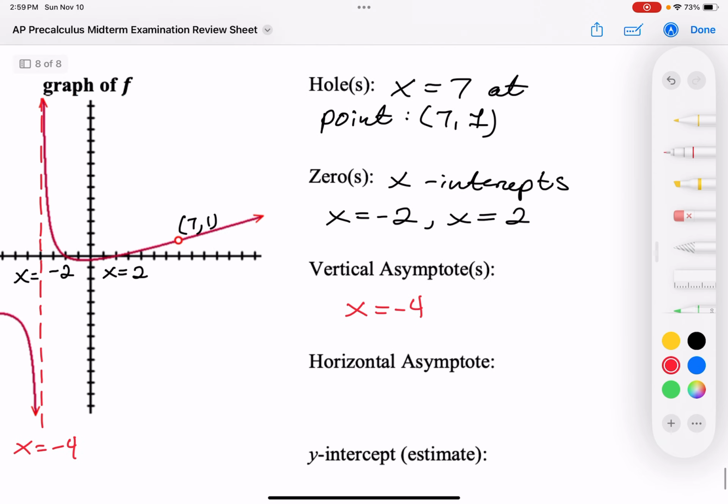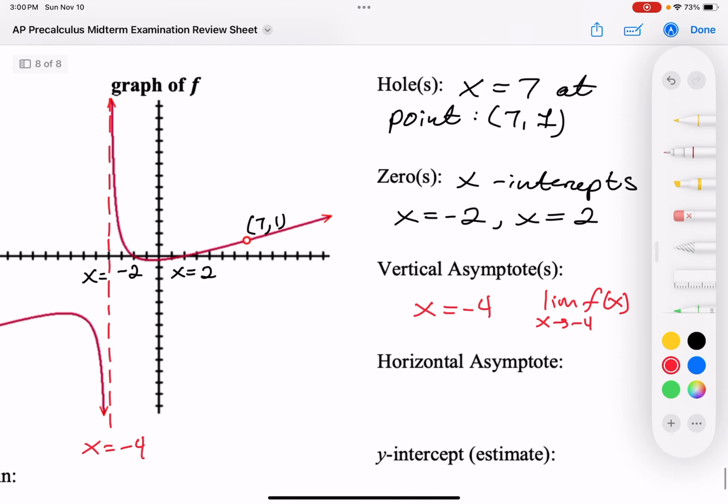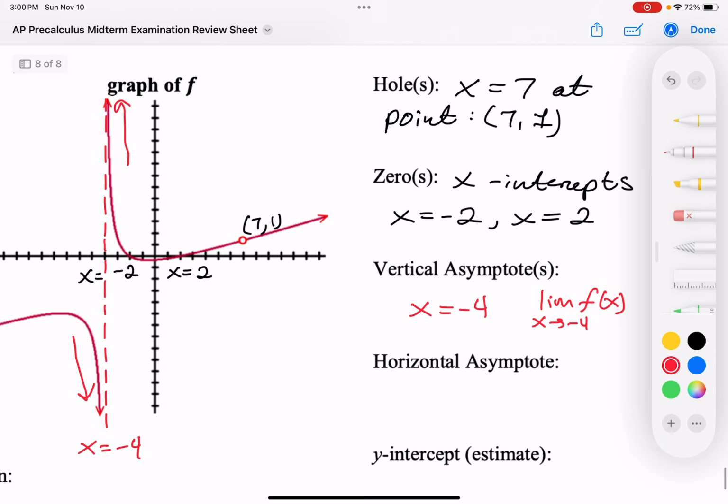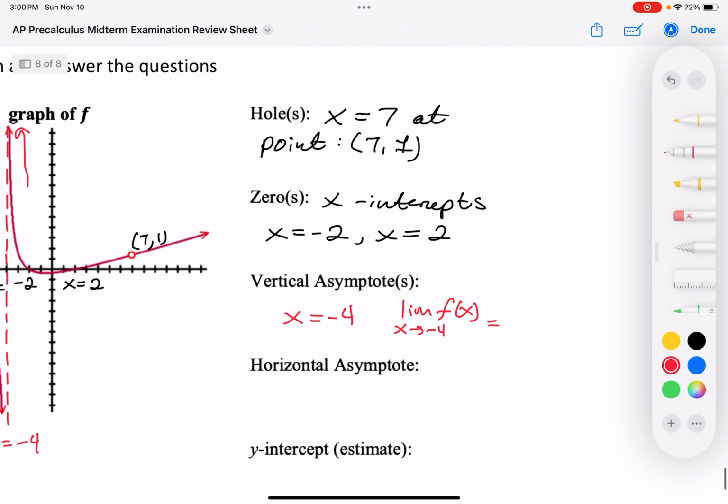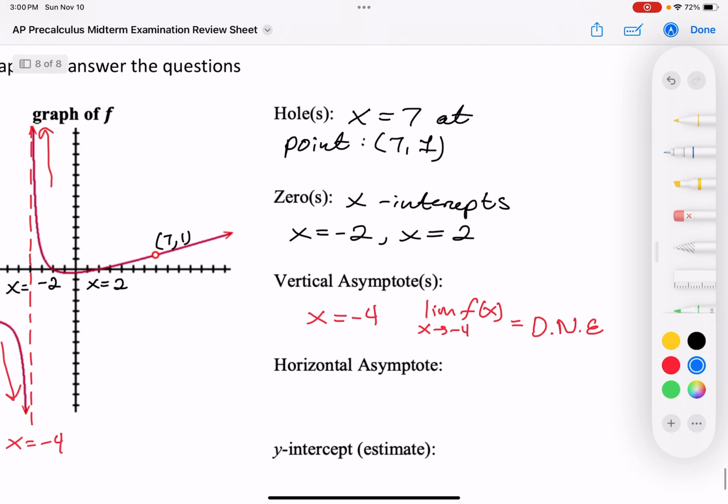And just for reference, I want to write the limit as well. The limit of the function when x approaches -4. If you notice, on the right side, the function goes up. On the left side, the function goes down. It will never reach any defined value at -4. So that limit does not exist, DNE.